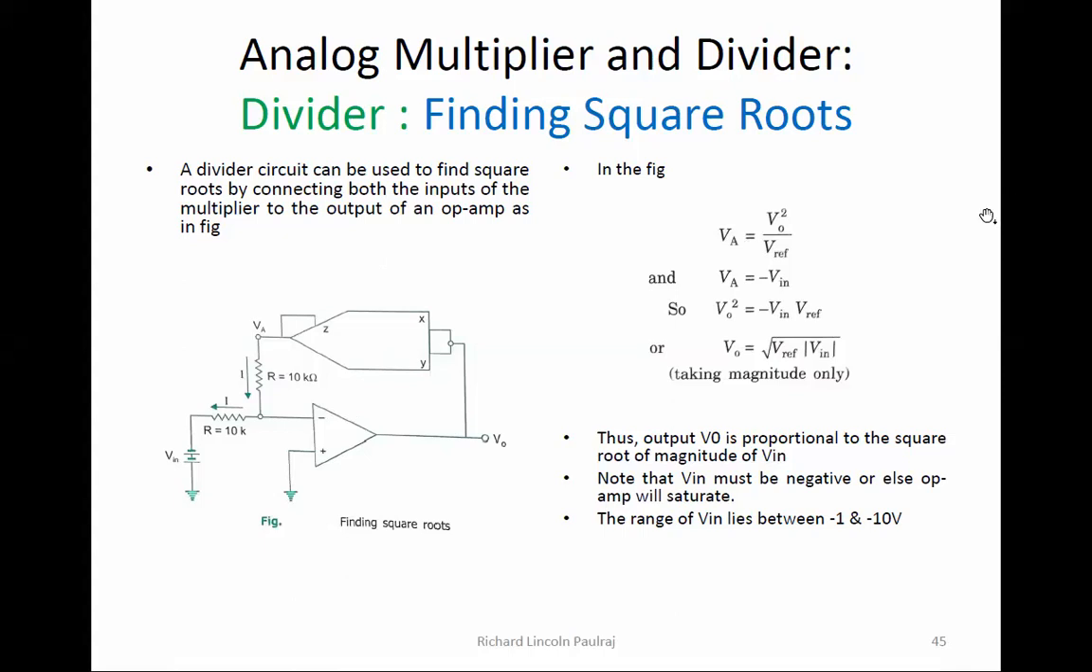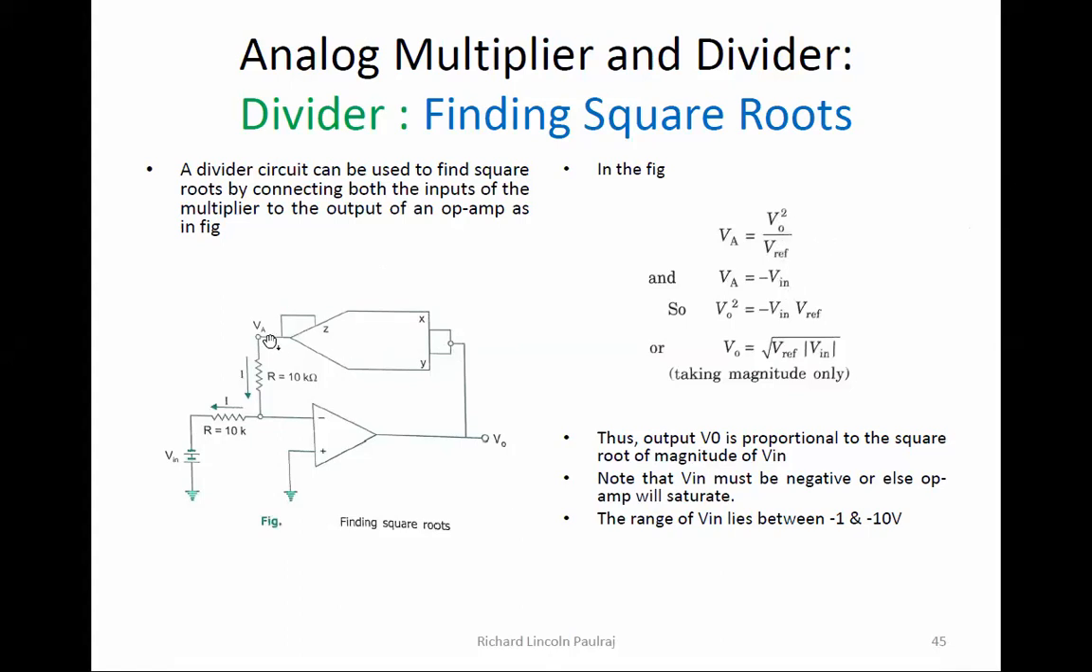So let's talk in terms of equations, right? What is my VA? VA is equal to V naught square divided by V reference. Why is it V naught square? Because it is Vx into Vy. Now Vx is also V naught and Vy is also V naught. So I multiply them, I get V naught square divided by V reference.